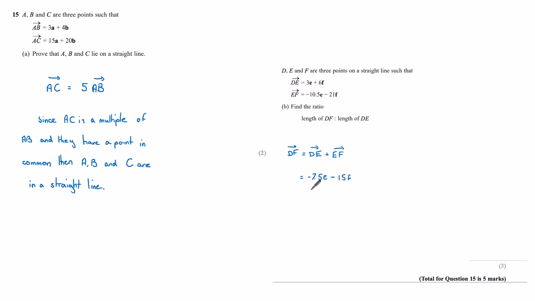Since DF is minus 7.5e minus 15f, then we can see that DF is minus 2.5 times DE. Minus 2.5 times 3 is minus 7.5, minus 2.5 times 6 is minus 15. And so the ratio of DF to DE is 2.5 to 1. Of course, we don't like decimals in our ratios here, and so multiplying both sides of this by 2, I can write this ratio as 5 to 2.